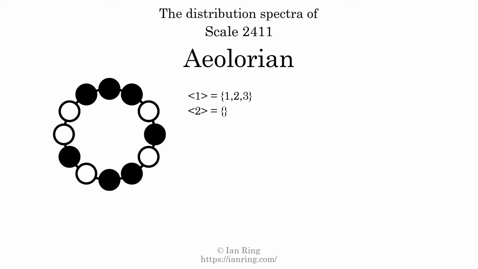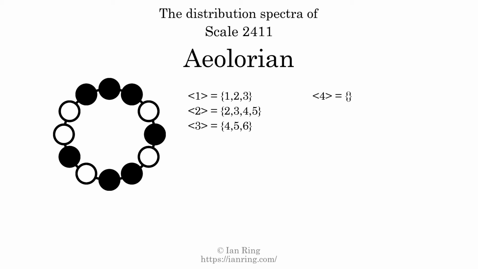The generic interval of 2 scale steps comes in 4 different specific interval sizes. 2 semitones, 3 semitones, 4 semitones, and 5 semitones. The spectrum width of this generic interval is 3. The generic interval of 3 scale steps comes in 3 different specific interval sizes. 4 semitones, 5 semitones, and 6 semitones. The spectrum width of this generic interval is 2.